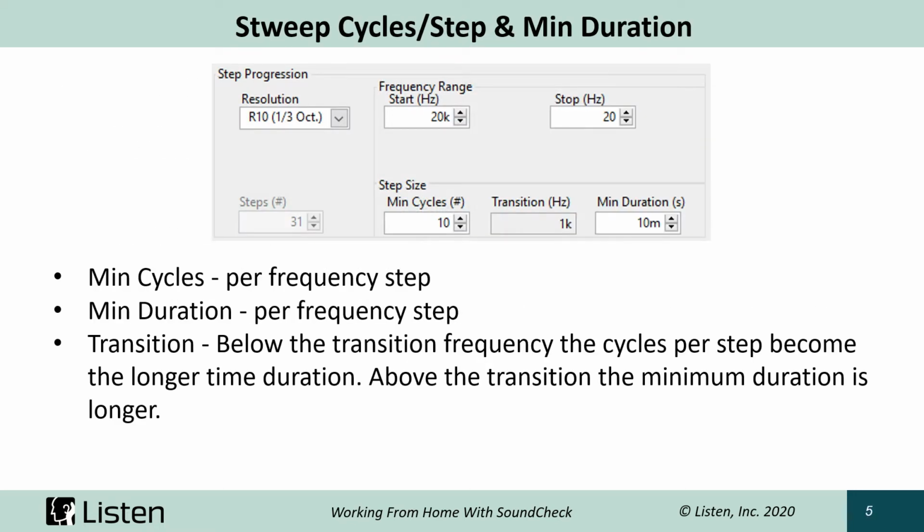In a Stweep, SoundCheck will dwell on each frequency step for either the minimum cycles or the minimum duration, whichever is longer. If you only had minimum cycles per step, the dwell time for high frequencies would be very short, and the measurement may not be accurate. If you only had minimum duration, the low frequencies would not contain enough cycles to be accurate. So using both ensures optimum accuracy throughout the frequency range. Above the transition frequency, the minimum duration is longer, and below the transition, the cycles per step becomes the longer time duration.